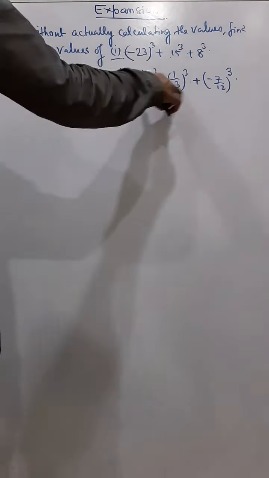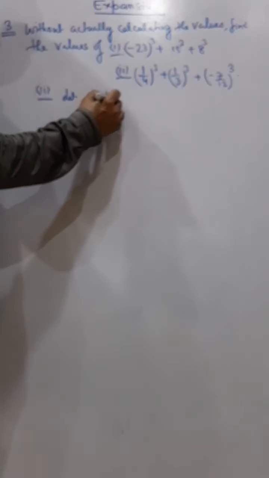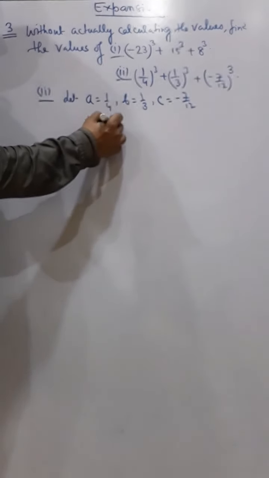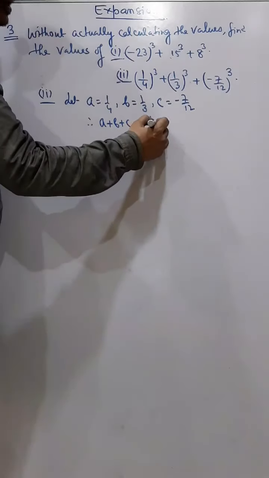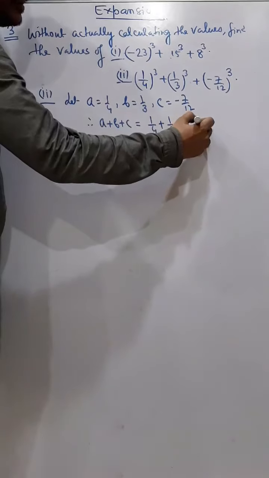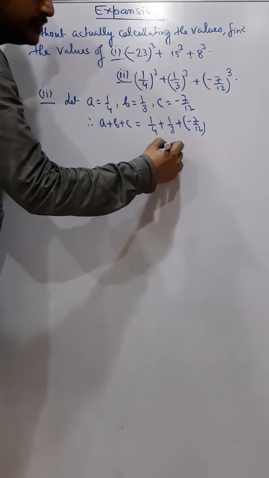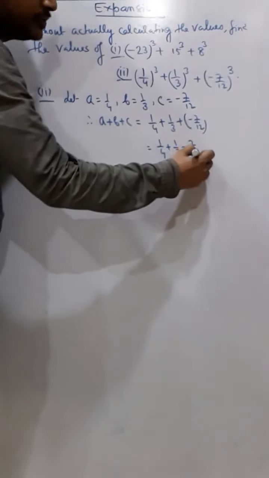Okay, we'll multiply this, so this will be the answer. Similarly for number 2, same. Here also let A is equal to 1 by 4, B is equal to 1 by 3 and C is equal to minus 7 by 12, and then we'll find A plus B plus C. So A plus B plus C is 1 by 4 plus 1 by 3 plus minus 7 by 12.